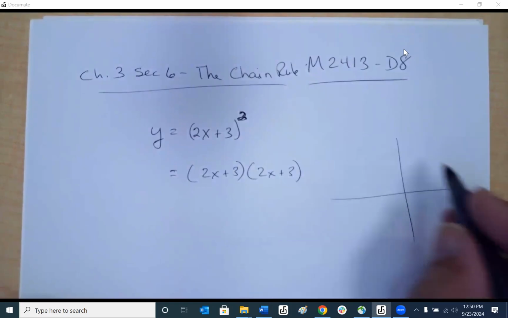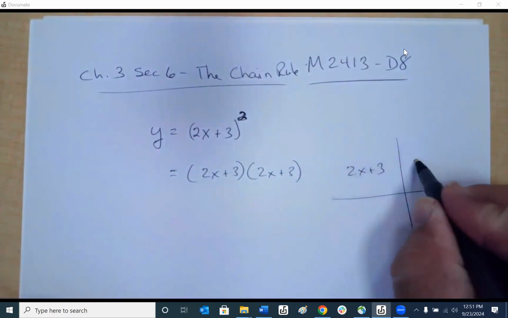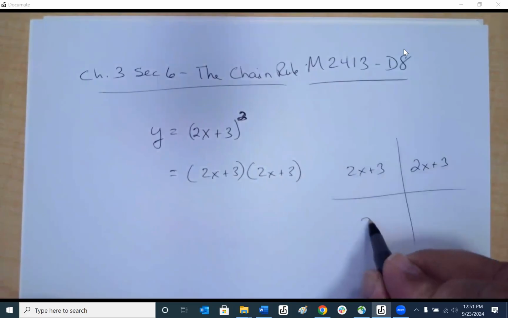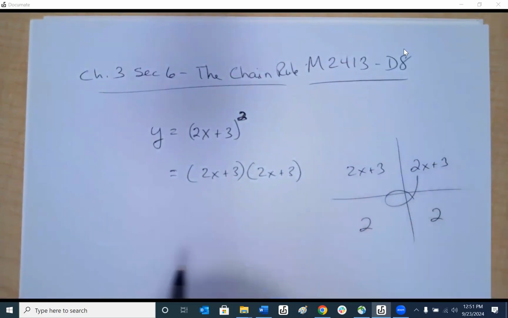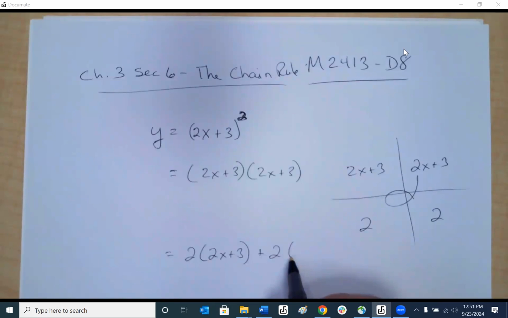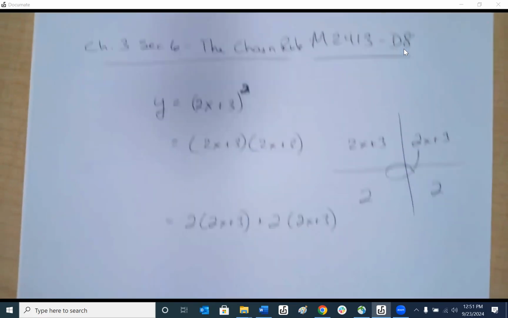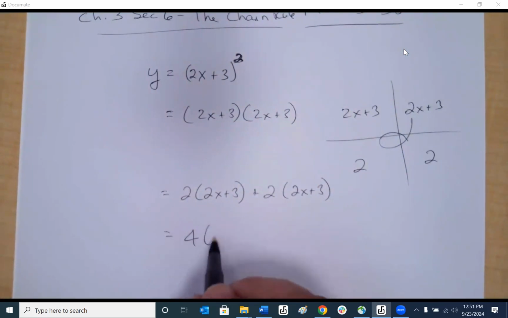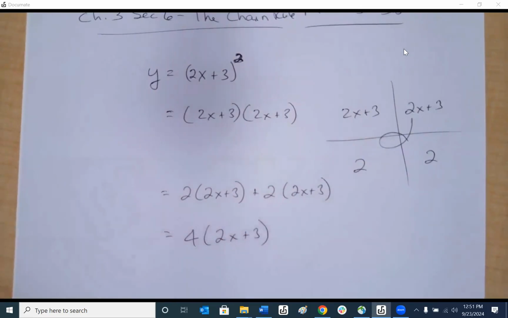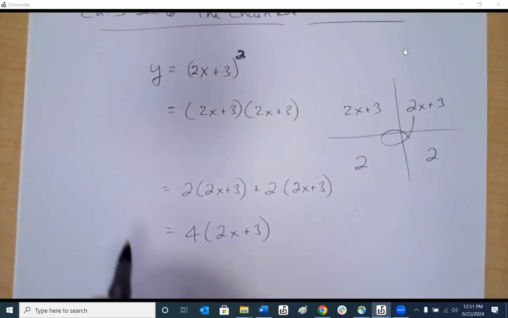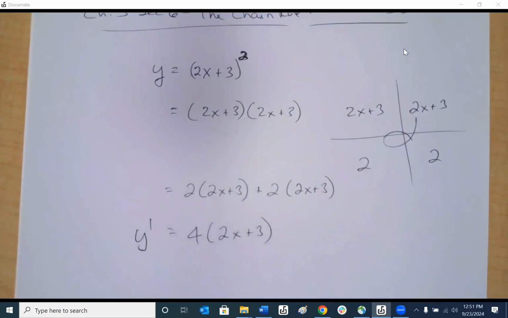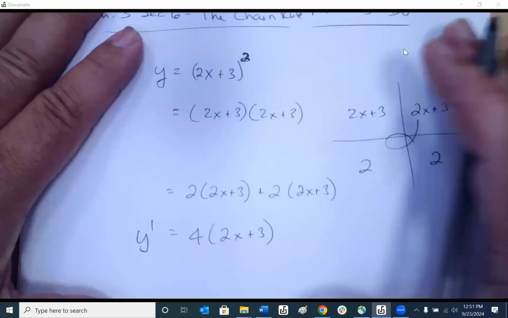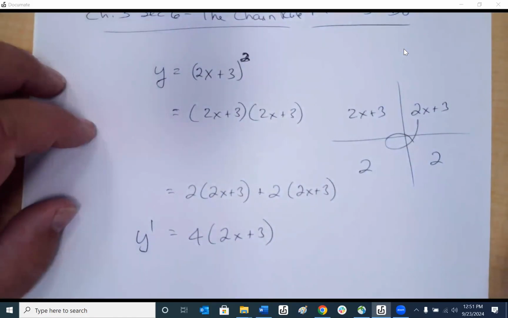Let's see. So it's going to be 2x plus 3, 2x plus 3. The derivatives are 2 and 2. So it's 2 times 2x plus 3 plus 2 times 2x plus 3, which makes it 4 times 2x plus 3. That's the derivative. This is y prime. A lot of work. There's a shortcut called the chain rule.